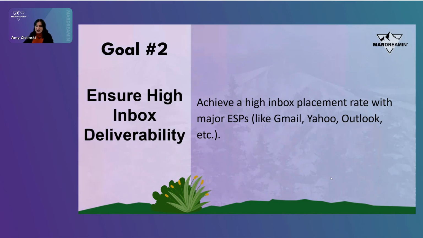Our second goal is to ensure high inbox deliverability. So we want to make sure that we have a high inbox placement rate, particularly with the major ESPs. So Gmail, number one, they are the largest provider of email for most of the world, it seems like, having done quite a few international warmings as well. Yahoo, Outlook, Hotmail, AOL, Comcast can sometimes be quite a large one. So this is something that you should pay attention to: the domains that your audience is using.